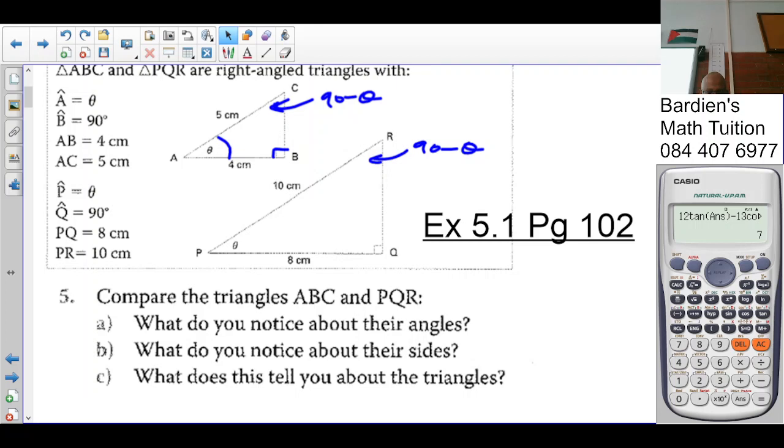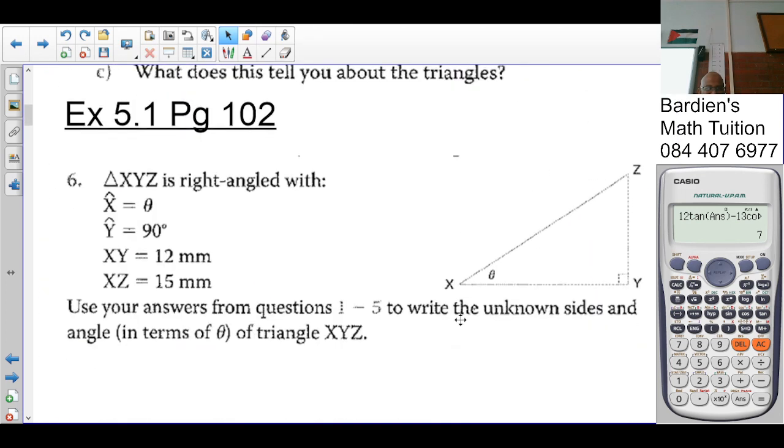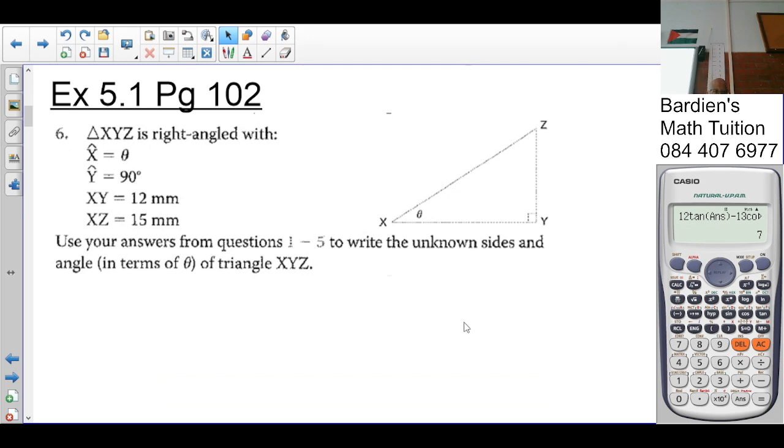So let's look at number 6. Triangle XYZ is a right angle triangle with angle X equals theta, angle Y equals 90, XY is equal to 12, XZ is 15. Now it says use your answers from question 1 to question 5 to write the unknown sides and angles in terms of theta of triangle XYZ.